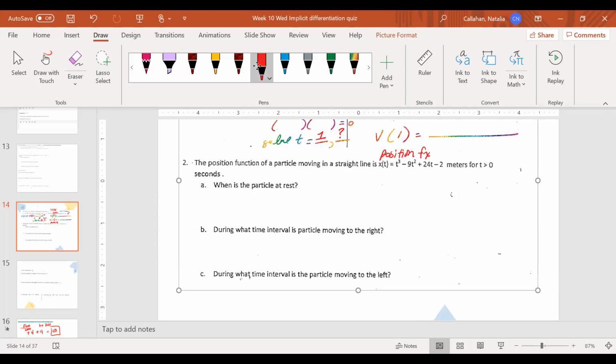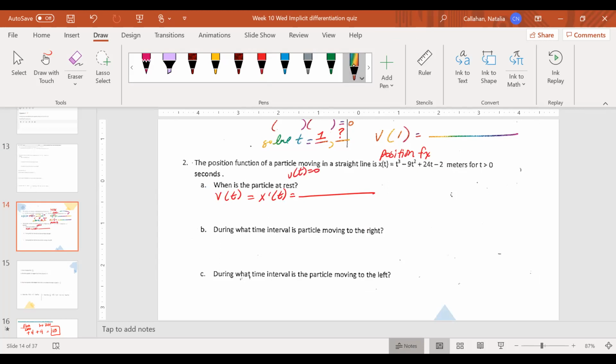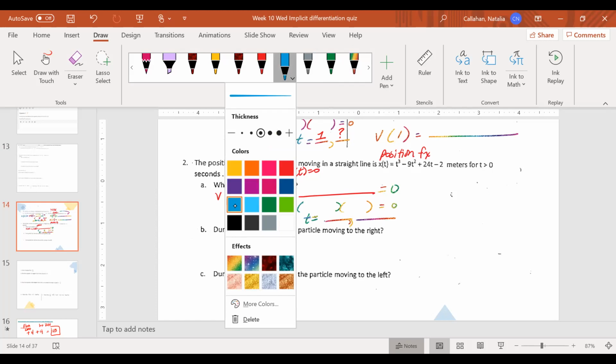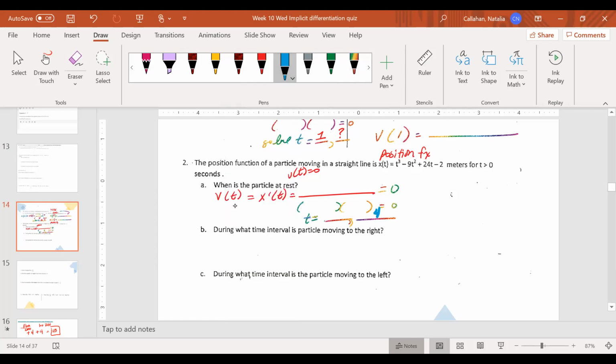A says, when is the particle at rest? Saying when this is at rest means that you need to find the v of t. So you find the v of t by finding the first derivative of x of t. Rest means that v of t is equal to 0. So I am going to set this equal to 0, and then you are going to factor it, and you should have t equal to 2 numbers. To help you out, I'm going to tell you that the second number is going to be 4. So your job is to figure out what the first number is. I hope that helps.